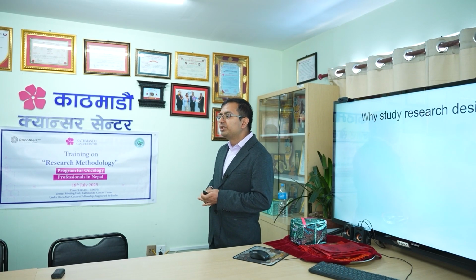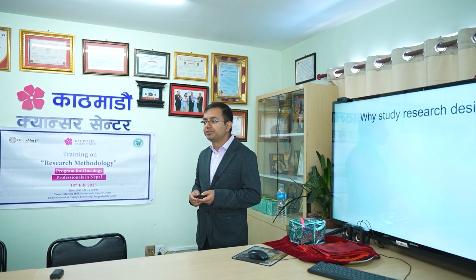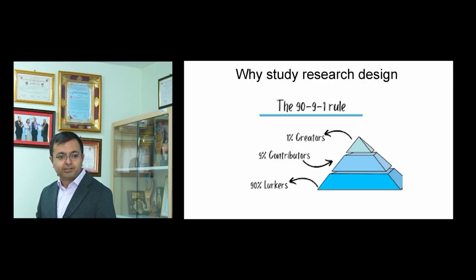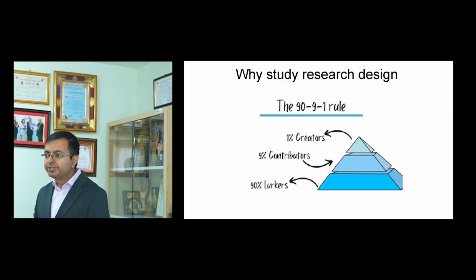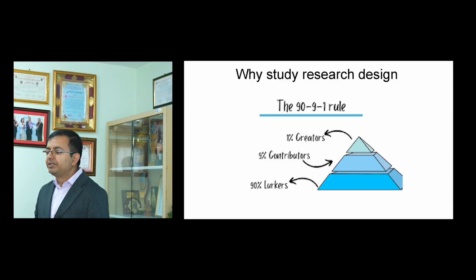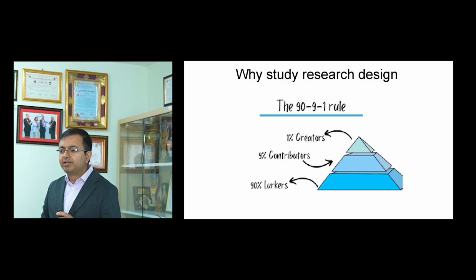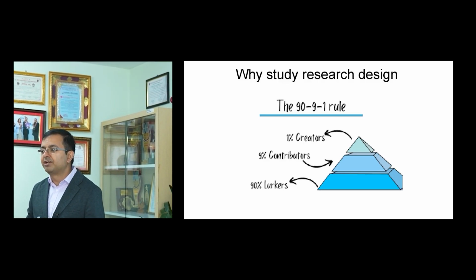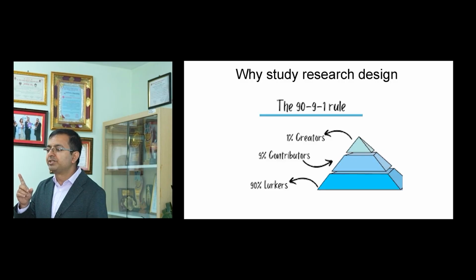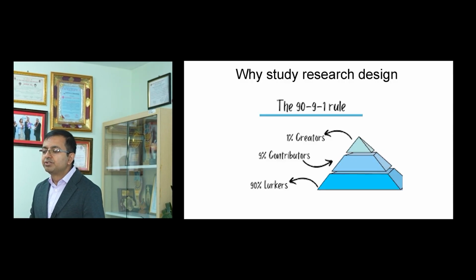So this morning we discussed why we want to study research. That was a pertinent question. There is a formula called 90-9-1 on the internet. That is, on the internet 90% of us are viewers, 9% actually do some interaction like comment or do something, and 1% are only the creators. So in research also it is the same.